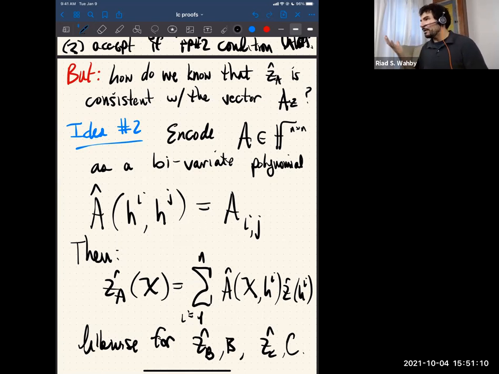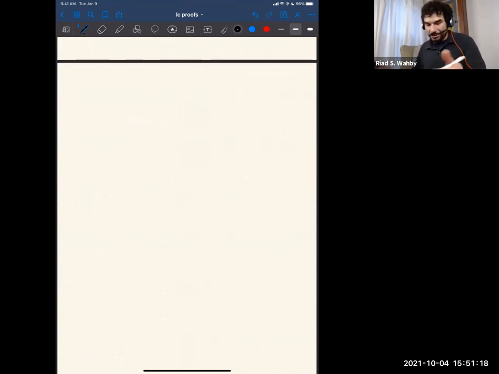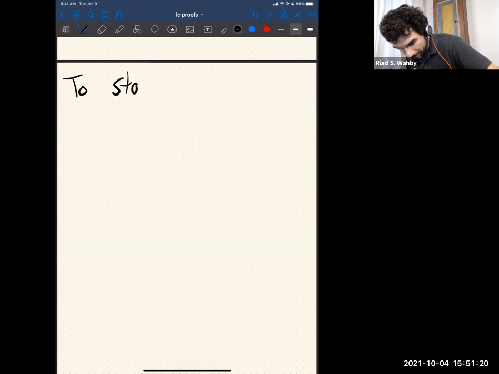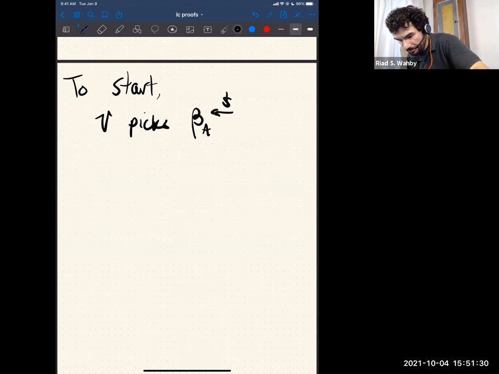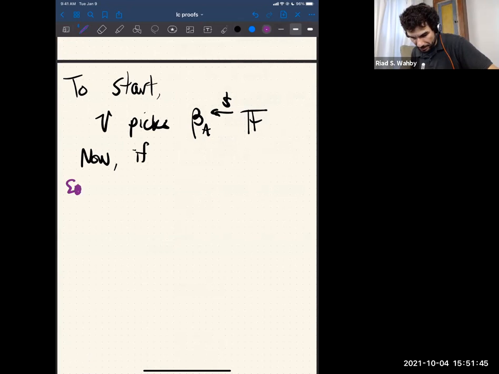Okay, so now how do we check this? Well, we're going to apply polynomial protocol number one. So to start, the verifier is going to pick a value beta sub A randomly from the field and send it to the prover. And then I'm going to write down an equation and then we'll talk through it. We're going to call this equation three.